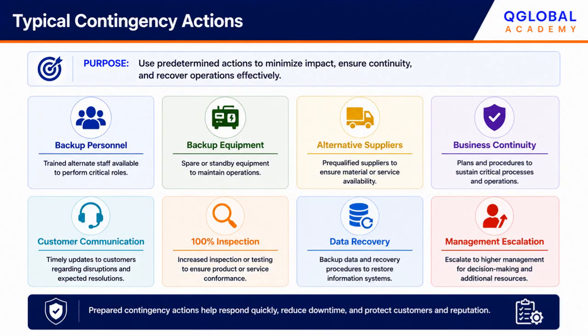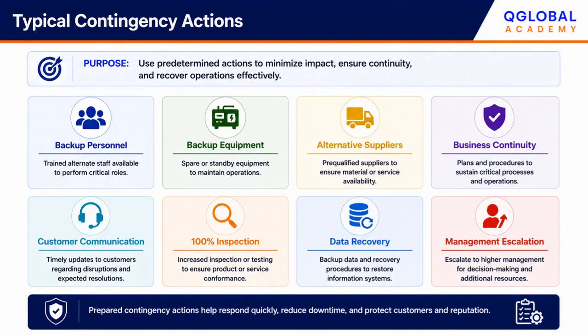Another important action is customer communication. Customers should receive timely and accurate information about delays, disruptions, or recovery activities. Clear communication helps maintain confidence and trust. The next contingency action is 100% inspection. During unusual situations, additional inspection or verification may be necessary to ensure only conforming products or services reach the customer.